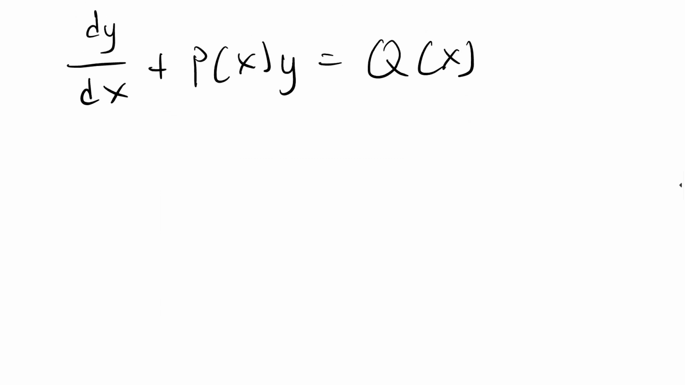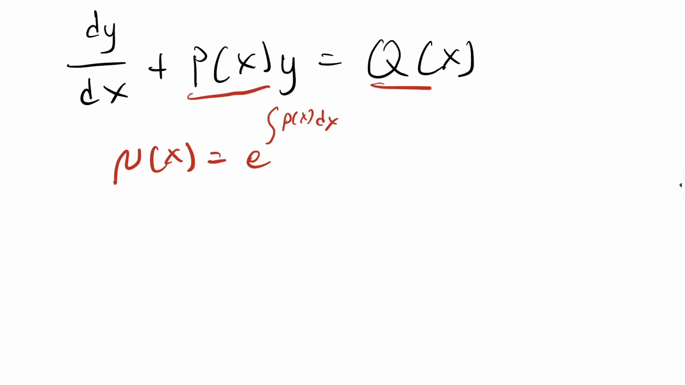And so here's the rundown of what we're going to do. The first thing we're going to do is find something called mu of x. So mu of x is essentially equal to e to the integral of p of x dx. Now these functions right here, the p of x and the q of x, are functions of x. They can also be constants. Okay, so they can be like 4, 24, whatever. So just keep that in mind.